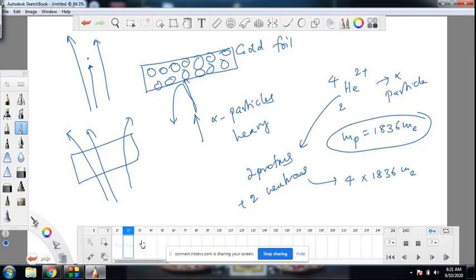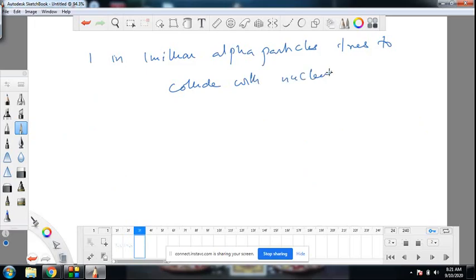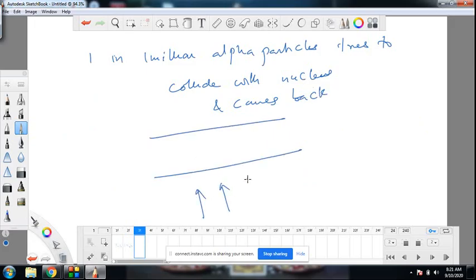That's why 1 in 1 million alpha particles tries to collide with nucleus and comes back. So in Rutherford's experiment, if this is the gold foil, he sent a million alpha particles, of which most of them went through, some just got deviated in some manner. Only one in 1 million turned 180 degrees. Why? Because it was bombarded exactly along that point mass called nucleus.